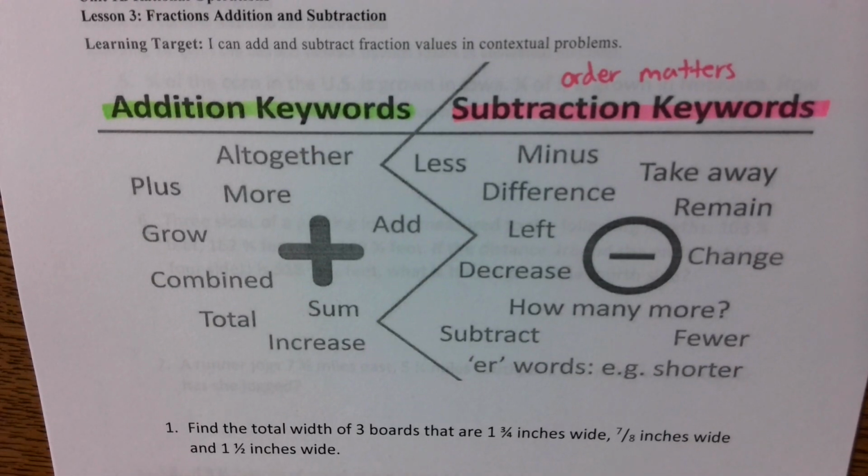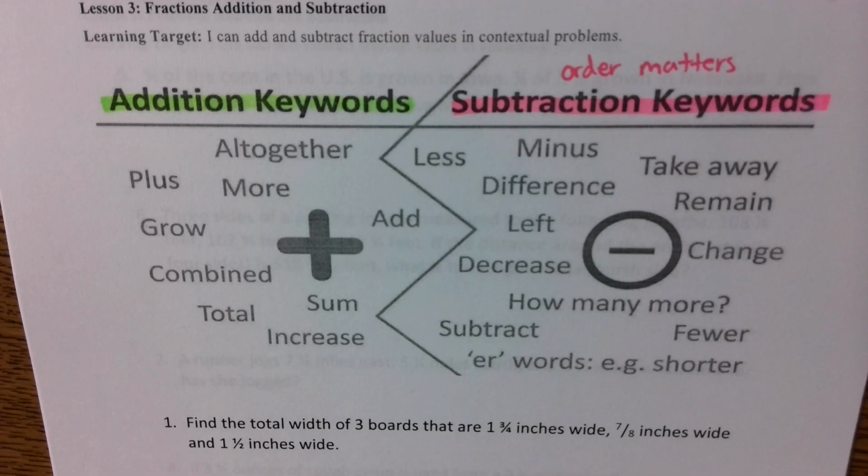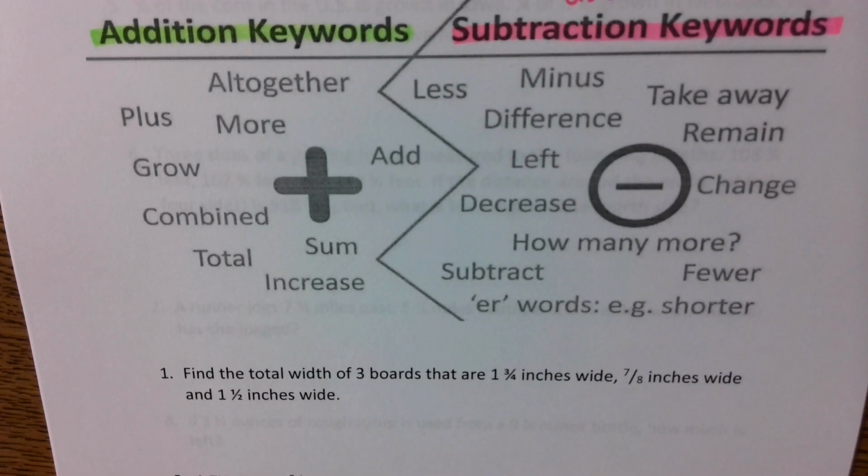Okay, so all we're going to be doing today is going through a couple of contextual problems and identifying some of those key vocabulary words that let us know what operation we're doing. Are we adding or are we subtracting? And then working it out. So you do need to have your calculators ready because, again, it's fractions. I don't want to necessarily have you try to do that by hand.